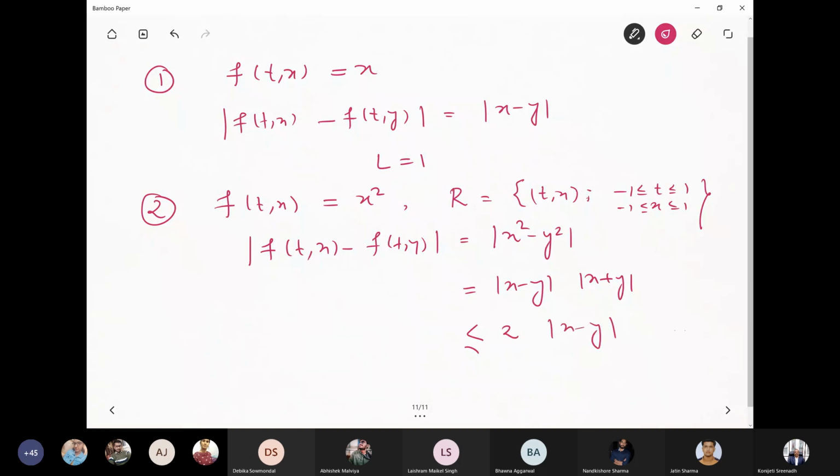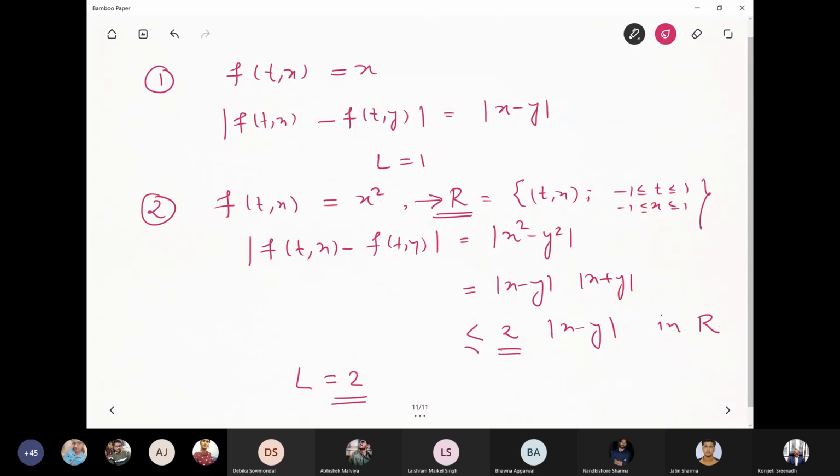So in this rectangle, because mod x is less than or equal to 1, therefore mod x plus mod y is less than or equal to 2. Therefore, L equals 2. So the Lipschitz continuity now depends on the domain. The Lipschitz constant here also depends on this domain.